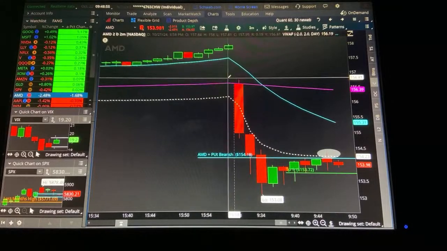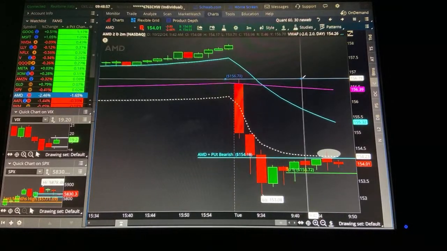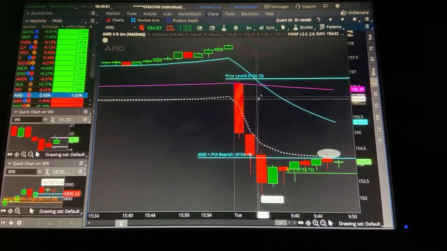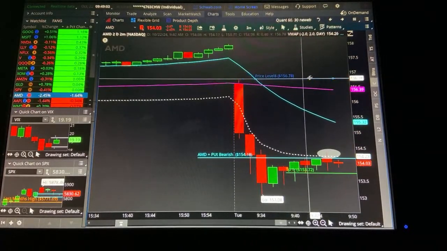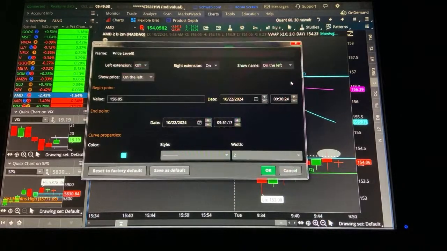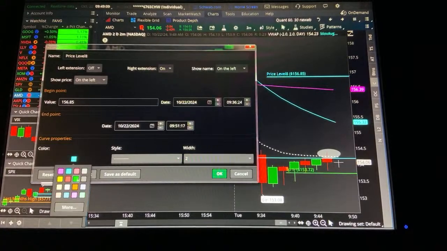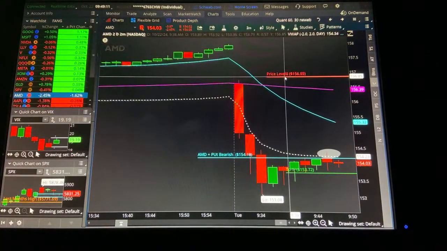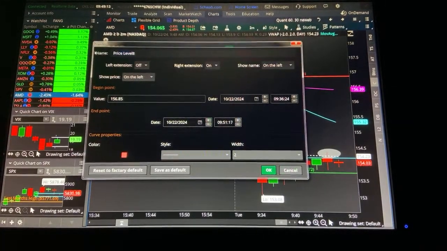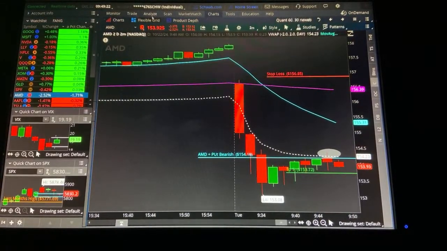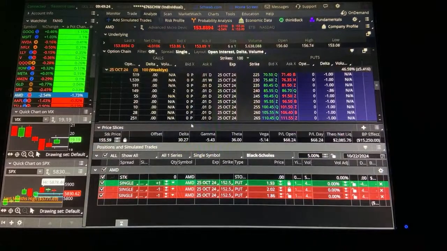So if I would say, okay, if this makes a new high right here, we would be giving back this bar right here, which is pretty significant. Let me just give you kind of the worst case scenario. 156.85. I'll price slice this in the option. So in the event we go up to 156.85, what would be the risk on that, right?